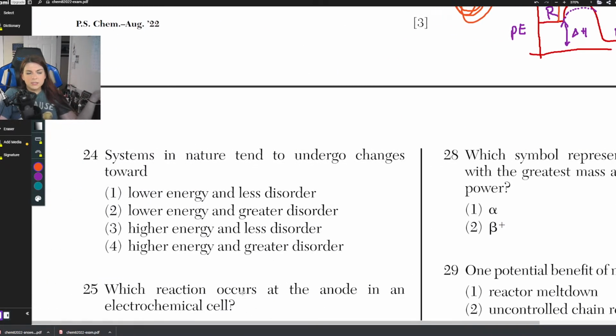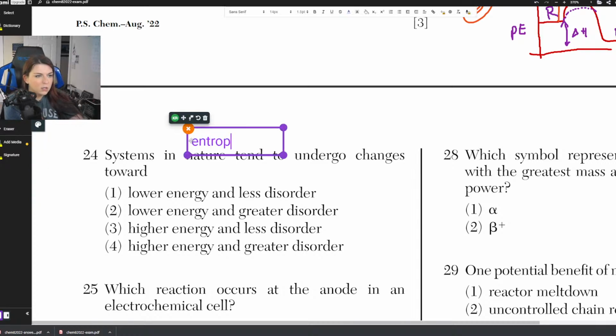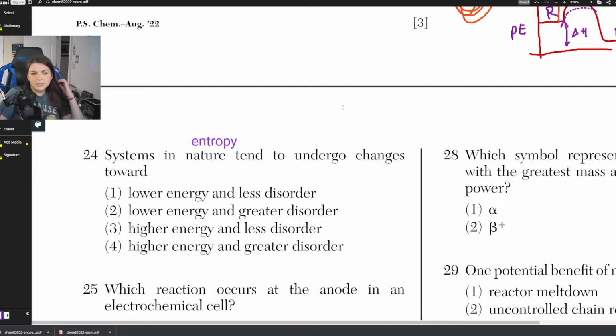24, this is the definition of entropy. Systems in nature tend to undergo changes that are going to lower their energy, but increase their disorder.